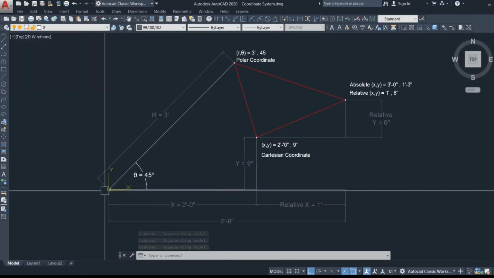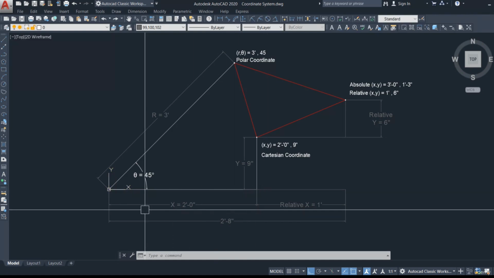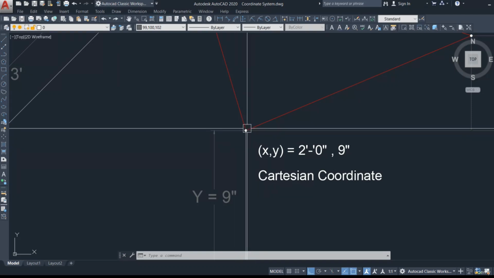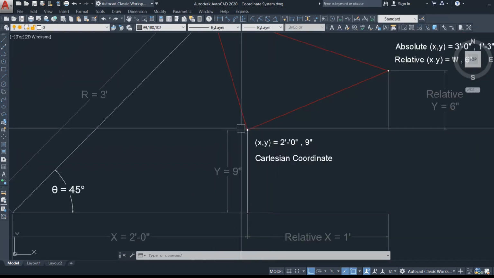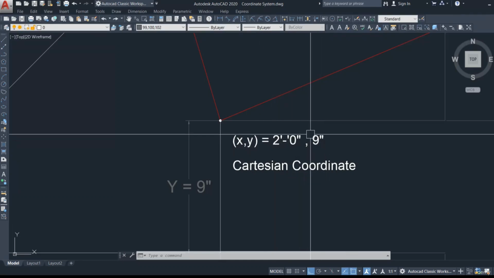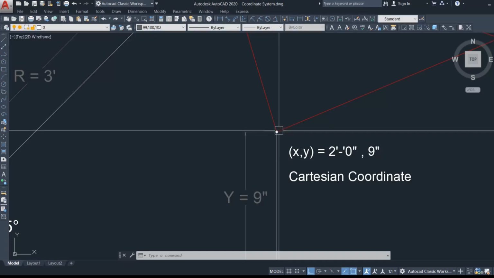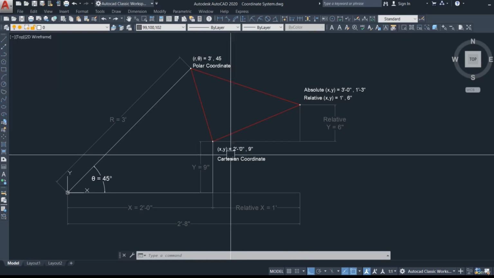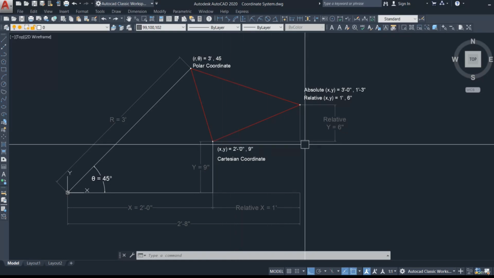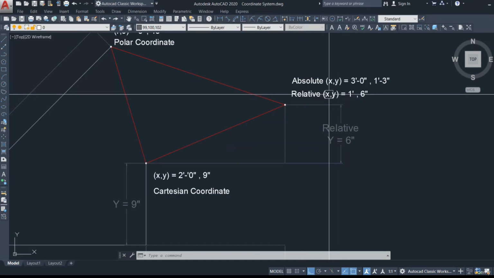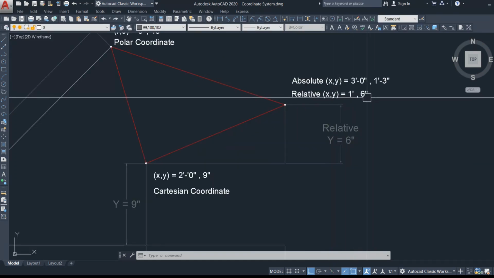In Cartesian coordinates, if you take this as the origin, from the origin x is 2 feet. So this is your 2 feet and y is 9 inches. If you want to mark this point, x is 2 feet, comma, and y is 9 inches. So you will get this point. Similarly, from this point we are going to mark some other point, at a distance of 1 foot in the x direction and 6 inches in the y direction. So here you can see x is 1 foot and y is 6 inches.